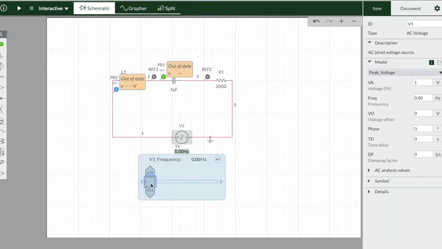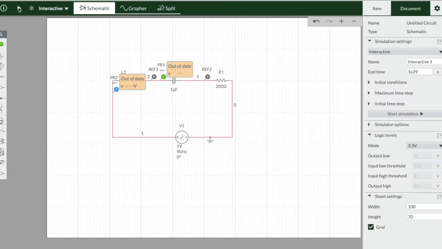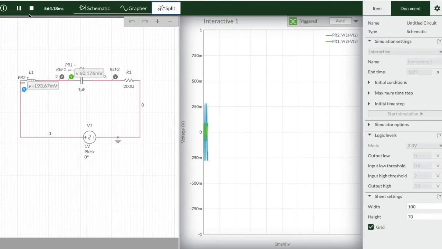How much phase difference is expected between VL and VC? For any input signal frequency, the phase difference between VL and VC should be equal to 180 degrees. Let us select the frequency beyond resonant frequency, and so we will be selecting it equal to 9 kilohertz. Let's run the simulation to observe the phase difference between the two.